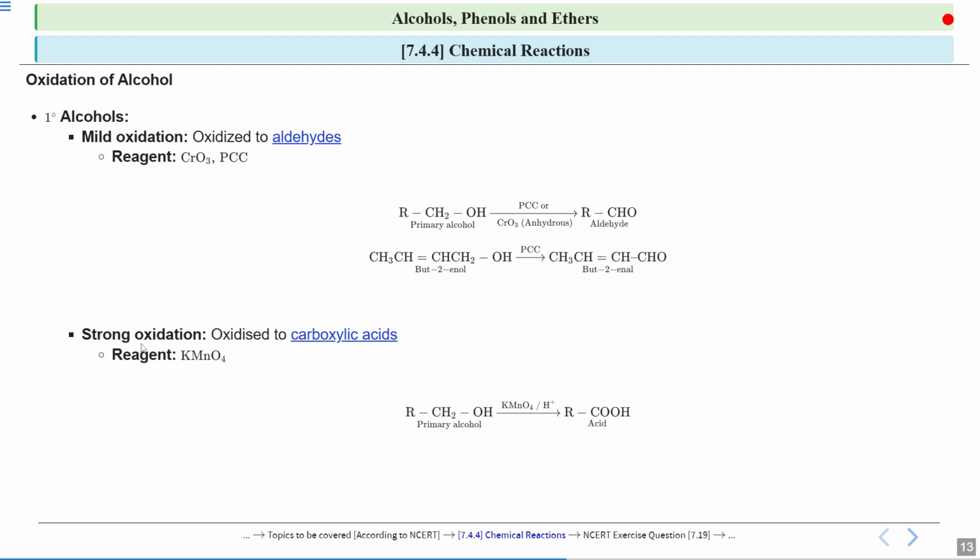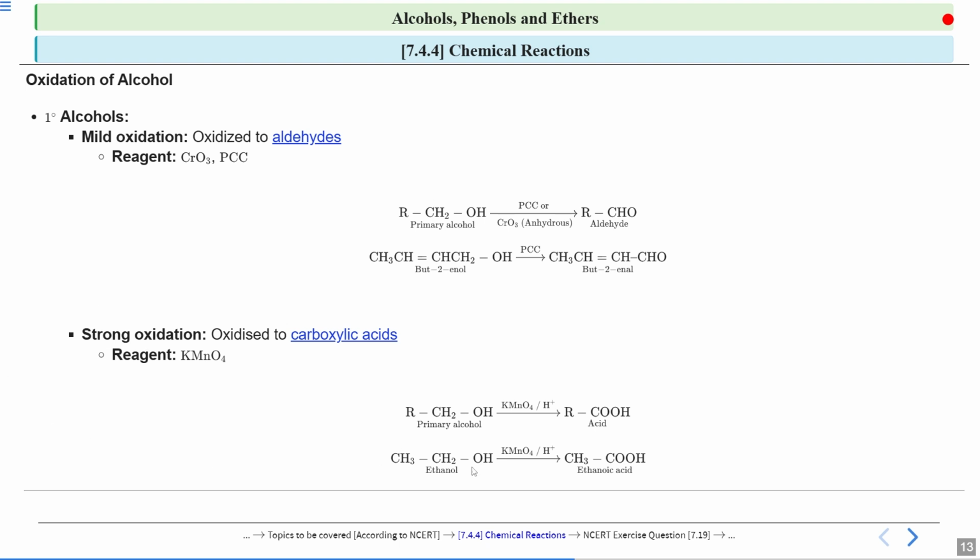When we were discussing reduction, we discussed NaBH4 and LiAlH4. There I told you that NaBH4 is a weak reducing agent and LiAlH4 is a strong reducing agent. So similarly here, PCC and CrO3 are mild oxidizing agents and KMnO4 is a strong oxidizing agent.